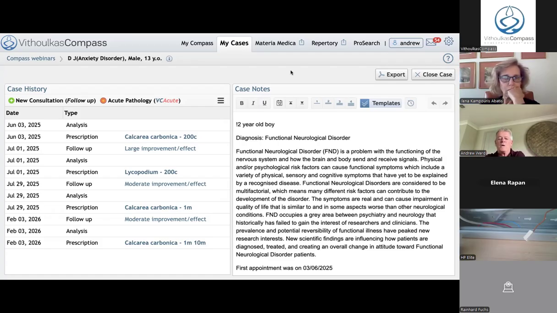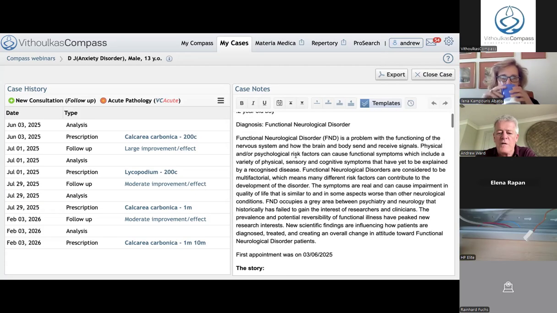Okay, I'll go through this because it's a little bit complex, but this 12-year-old boy is the patient, and the diagnosis was functional neurological disorder, which I hadn't heard of before. And when I looked it up, it basically doesn't mean anything. It means that they can't really find a pathological reason for the disorder. So it's called functional, and it's to do with the nervous system or brain, and there's something wrong. So it's basically saying we don't know, there's something wrong with them. But they give it a name, FND.